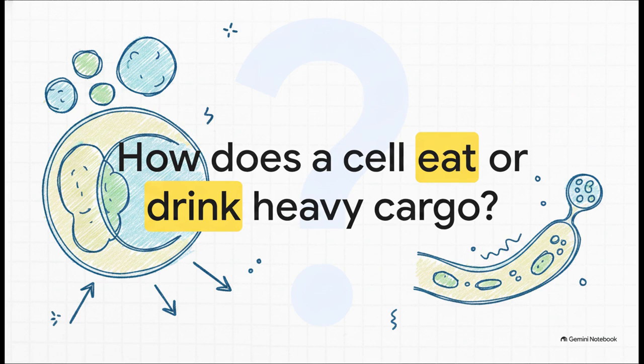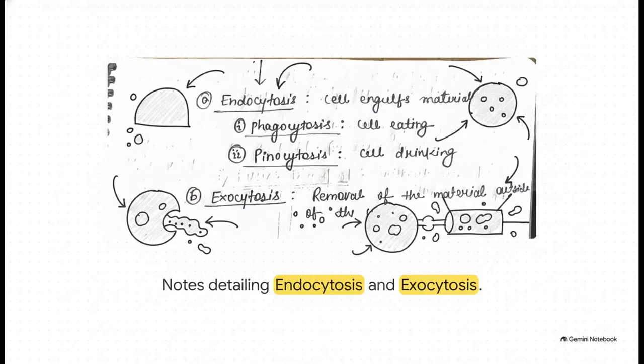This begs a rather funny biological question. How exactly does a microscopic cell go about eating or drinking these massive payloads? I mean, it doesn't have a mouth, so how does it manage this heavy bulk transport? To handle this, biology gives us specific mechanisms that break down bulk transport into precise directional movements, engulfing things to bring them in and fusing with the wall to push things out. These processes fundamentally reshape the cell membrane itself to accommodate the cargo.